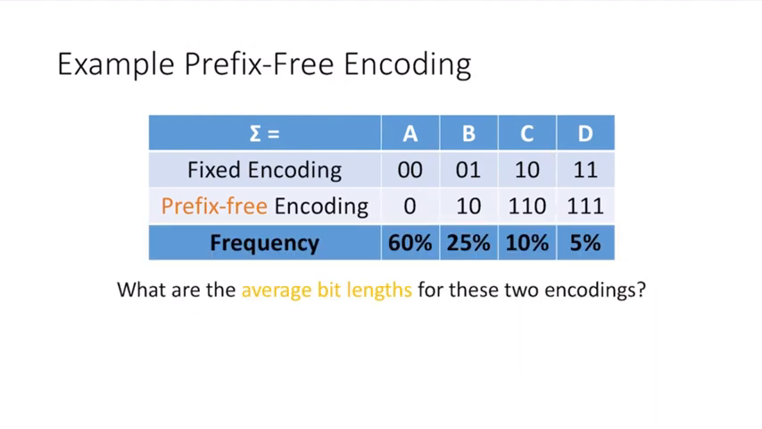All right, well, let's take a more precise look at this. Let's say that we analyzed some text and we're trying to compress it, and what we found is that A is about 60% of the characters or symbols, B is 25%, C is 10%, and D is 5%. So comparing these two encodings, what are the average bit lengths for them?